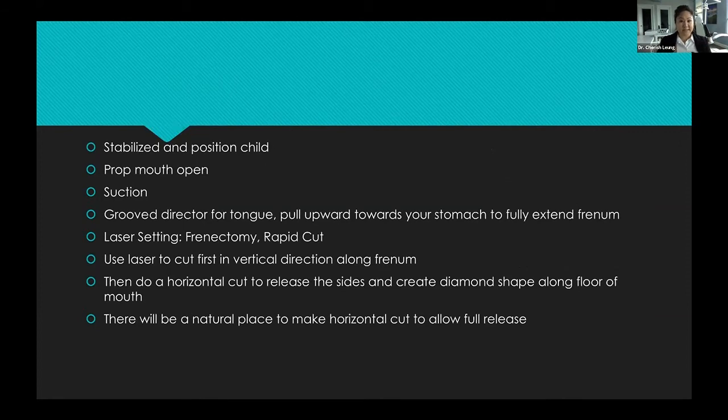get that frenum extended. And then for the laser I use, we're going to do laser setting. It's going to be Frenectomy on rapid cut. You just want to go fast and it doesn't hurt, so you're good. You're going to use the laser to cut first in the vertical direction along the frenum. And then, like I said, you're going to do that horizontal cut, and that's going to release the sides, and it's going to create that diamond shape towards the floor of the mouth, basically.